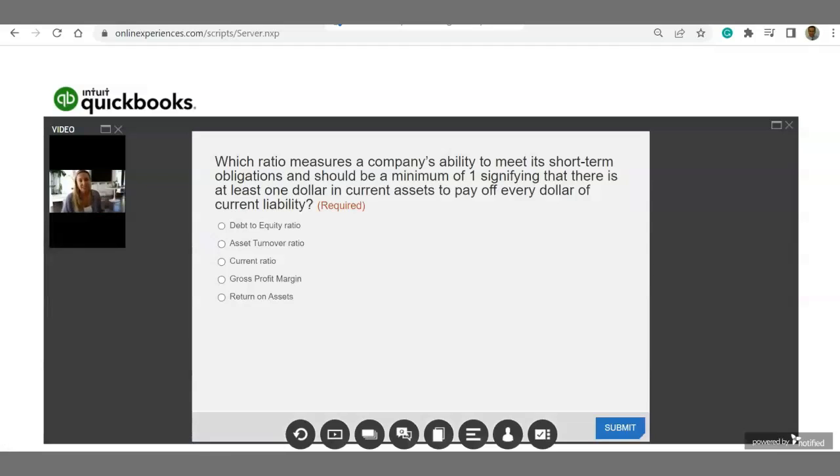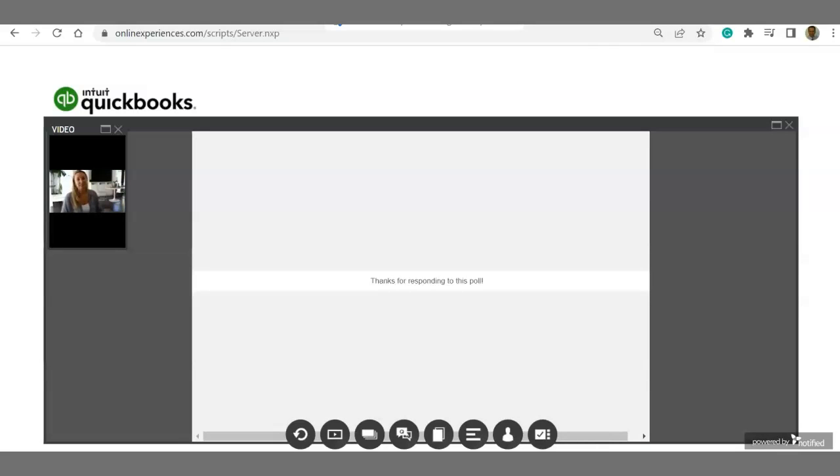Okay, guys, here's our next poll. Which ratio, I'm going to test you on this. Which ratio measures a company's ability to meet its short-term obligations? And it should be a minimum of 1, signifying that there is at least $1 in current assets to pay off every dollar of current liability.